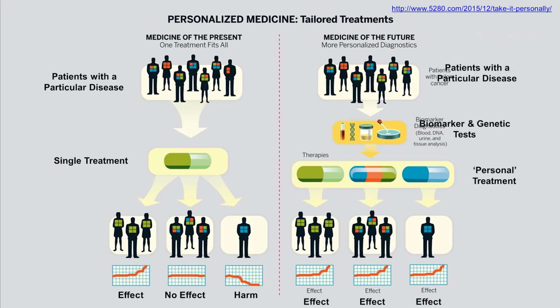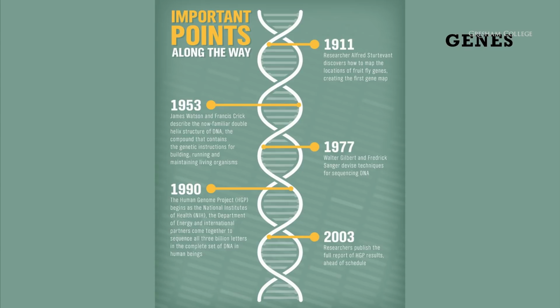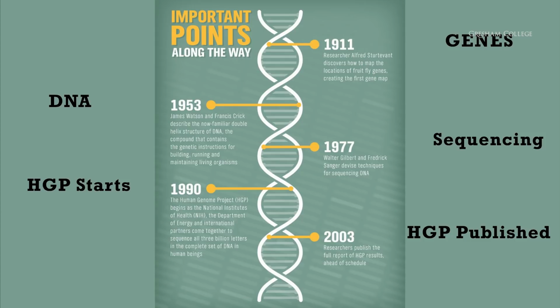Now, there's all sorts of definitions, but this one works for me. And fundamentally, it's about classifying people into subpopulations who are susceptible to a particular disease or responsive to a specific treatment, subdividing the population. And the story starts going right back to when genes were identified in the early 20th century, through to the description of DNA by Crick and Watson, to the sequencing, developing the order of the molecules within DNA, the Human Genome Project, which was completed in 2003. And it was during that whole process that the concept of being able to identify subgroups of patients who might benefit from a specific treatment gradually evolved.